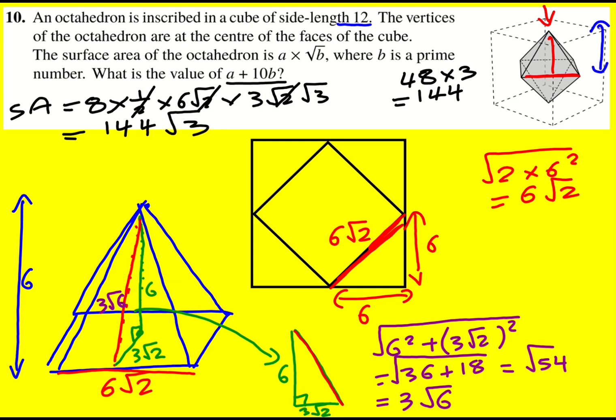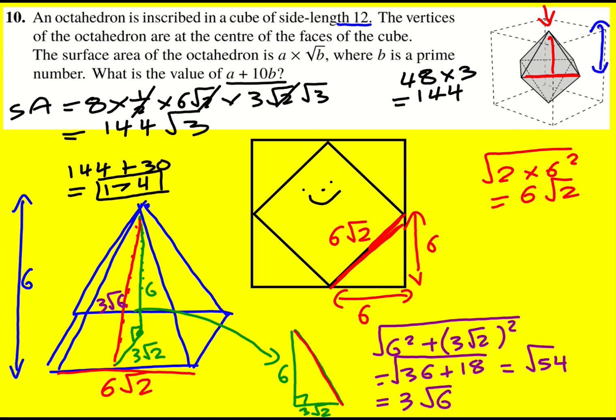Finally, what is the value of a plus 10b? Well, a is my 144 and b is my 3. So it's going to be 144 plus 30. Give me a final answer of 174. Quite involved there. You'll be really careful. Hopefully my drawings have made sense. Well done.